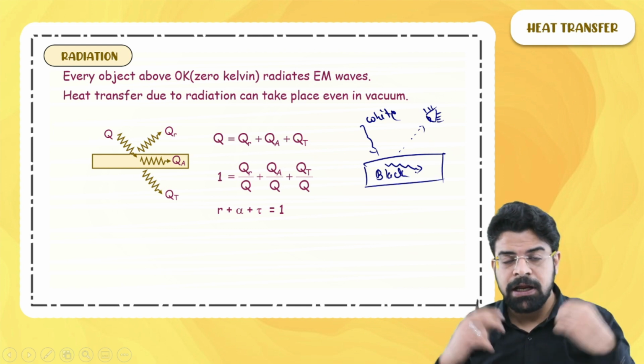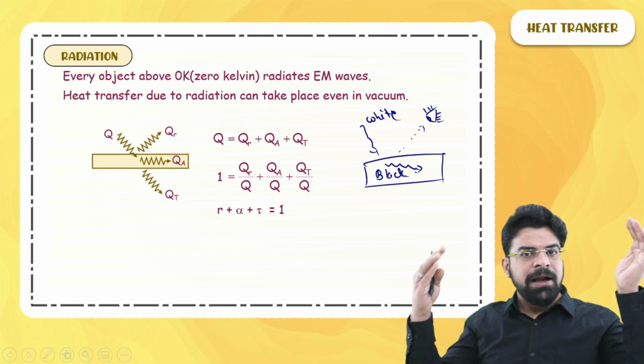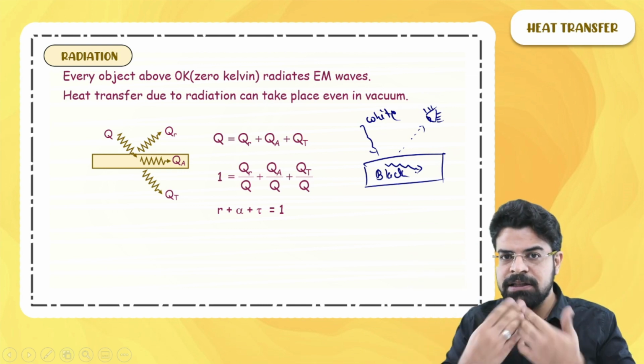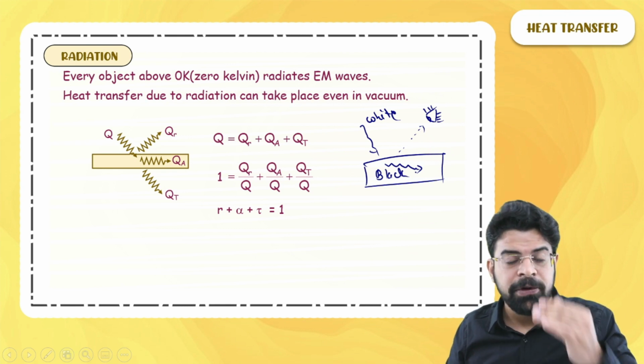So my shirt and my hair are doing this. When white light falls on them, they absorb the entire visible radiation and reflect nothing. That's why they appear to be black.